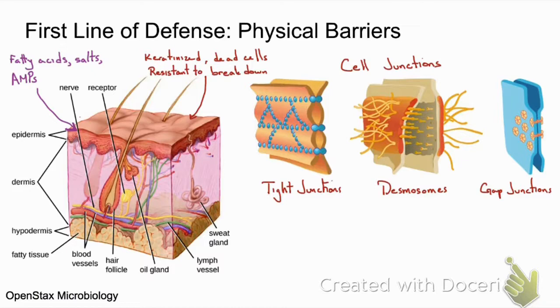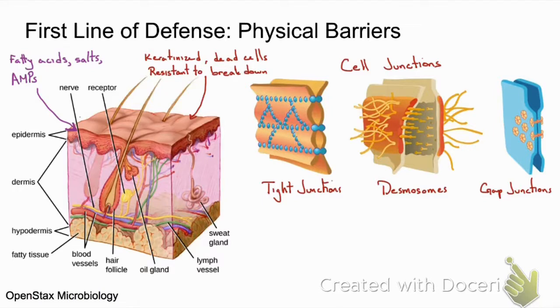And that is also what we see with gap junctions as well, that they allow for fluids to be exchanged and maybe some information or different chemicals to be exchanged between cells as well. However, in each of these cases here, they provide impenetrable barriers that prevent microorganisms from getting in between those cells.